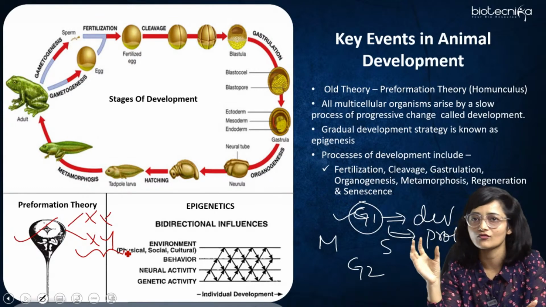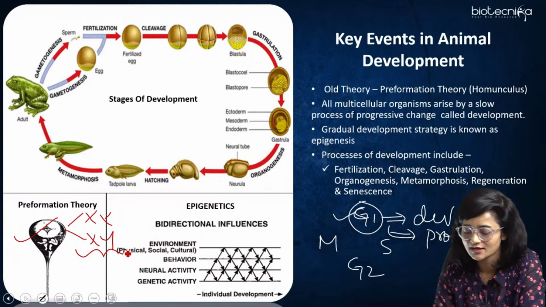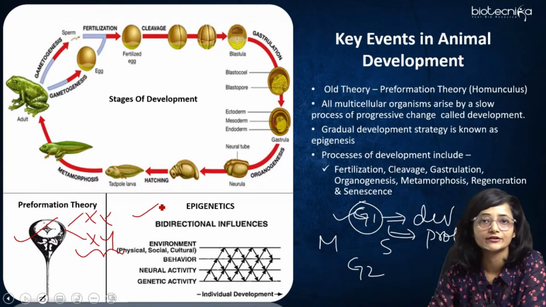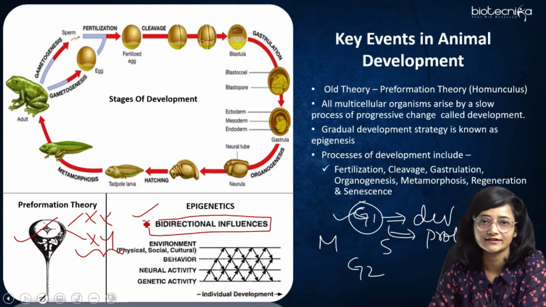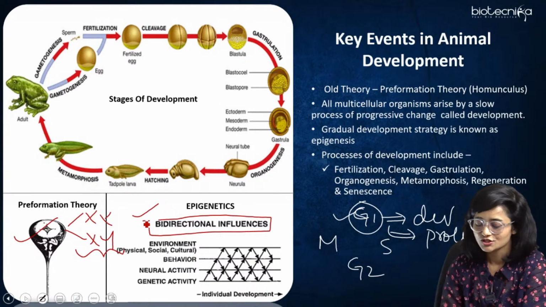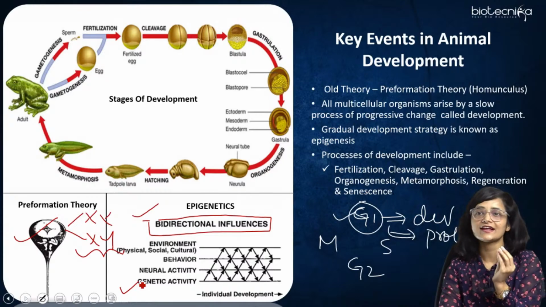It doesn't happen overnight. So here you can see that in epigenetics, there is a diagram being shown here. In epigenetics, we study the bidirectional influence, right? So majorly, the things that are required for development are genetic activity.